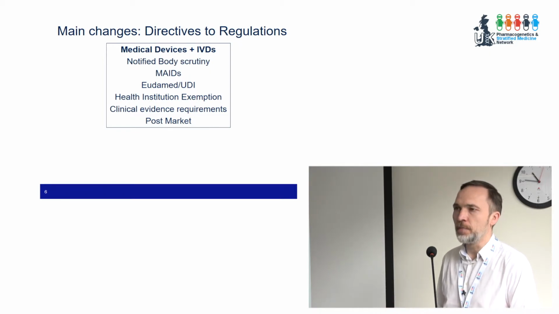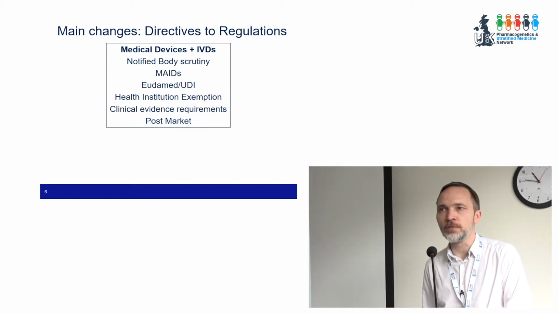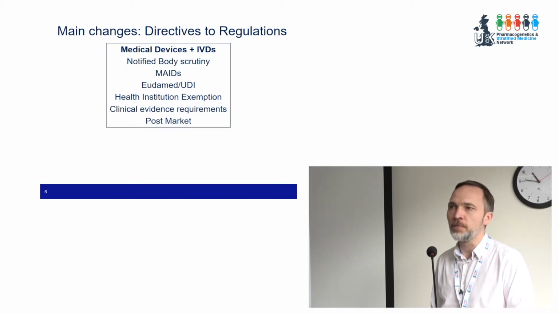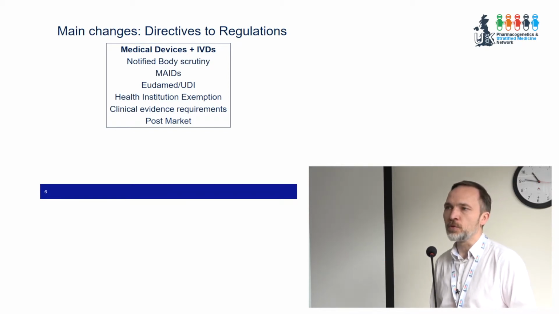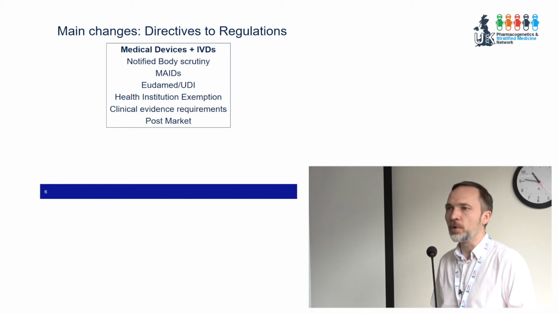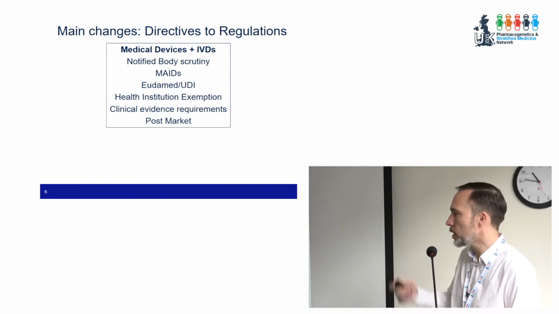MAID is manufacturer, authorised representative, importer and distributor. So there are now regulatory requirements for people who are importing and distributing medical devices. When you think about AI and you think about software, what does that mean for the app stores? Do they then become distributors with requirements under the regulations? Of course they do, but what do those requirements mean for software? What does distribution mean in a software context?